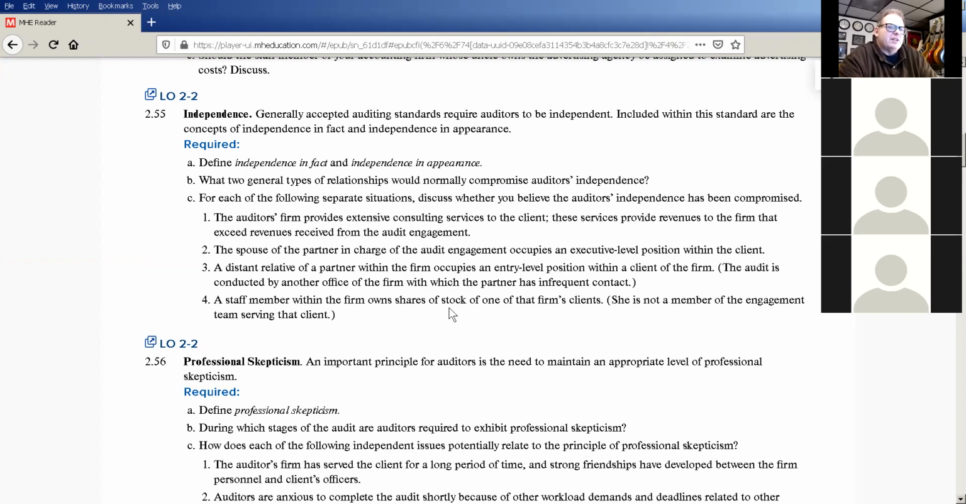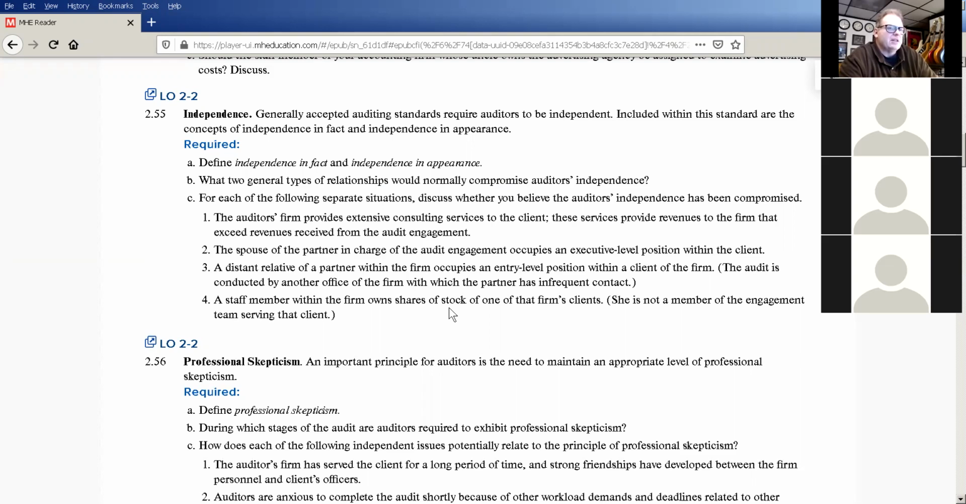It's also possible that it's not. It really depends on what the services that they're doing are, and if they are appropriate, it's possible that they are not violating it. So this is one of those things that's kind of a gray area in that it really depends on what the consulting is.